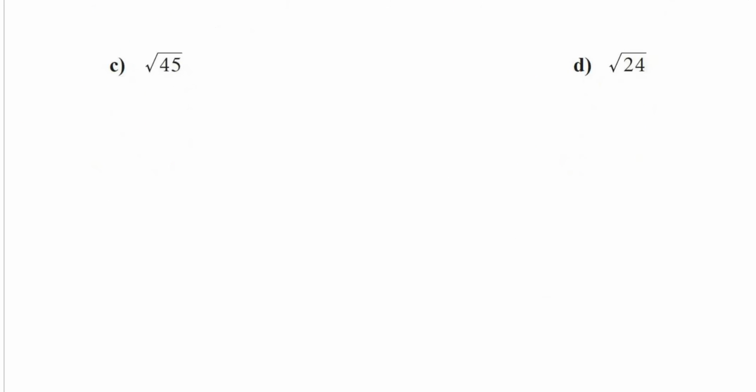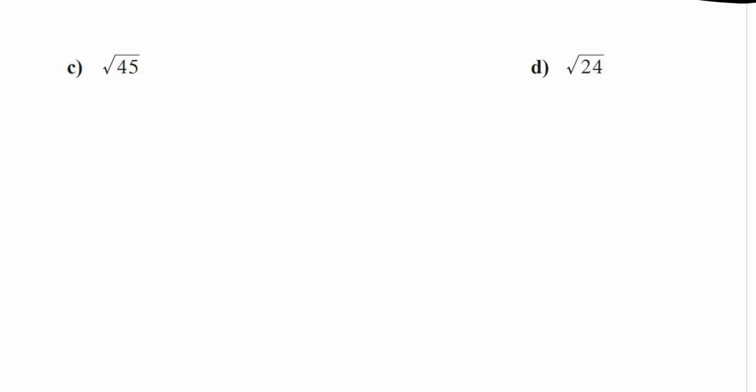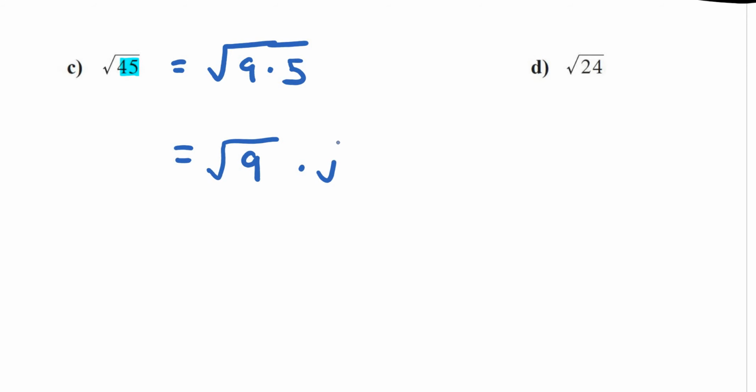Okay, let's move on to letter C. I'll solve this problem using 2 different methods here. So 2 numbers that multiply to 45, I'm thinking of probably 9 and 5. So 9 times 5 is 45, right? And then I can break this down into 2 radicals. So this is going to be root 9 times root 5.